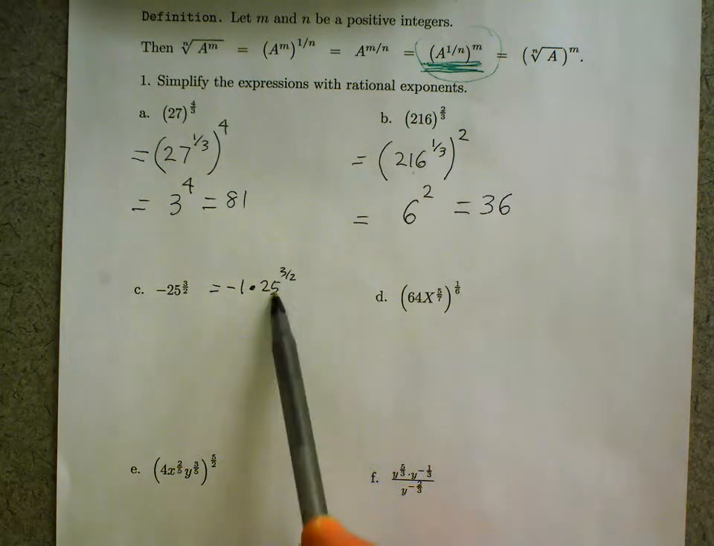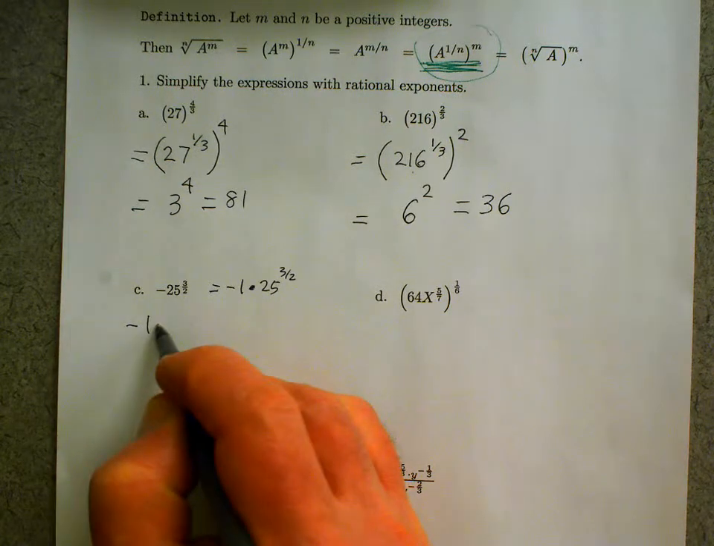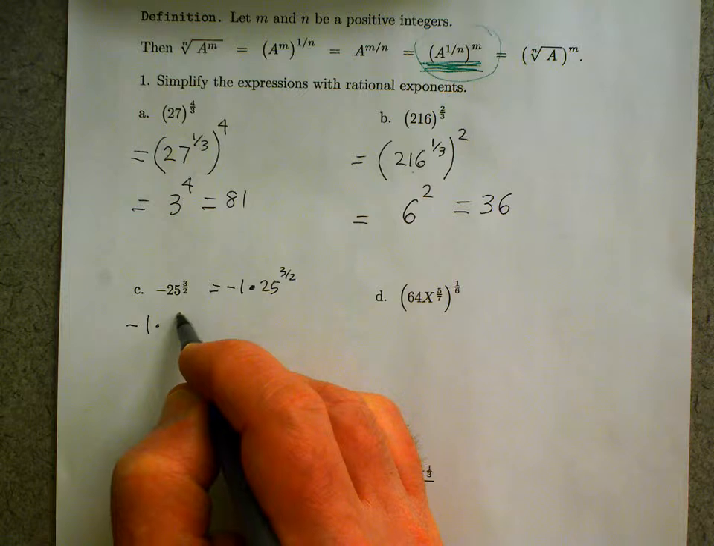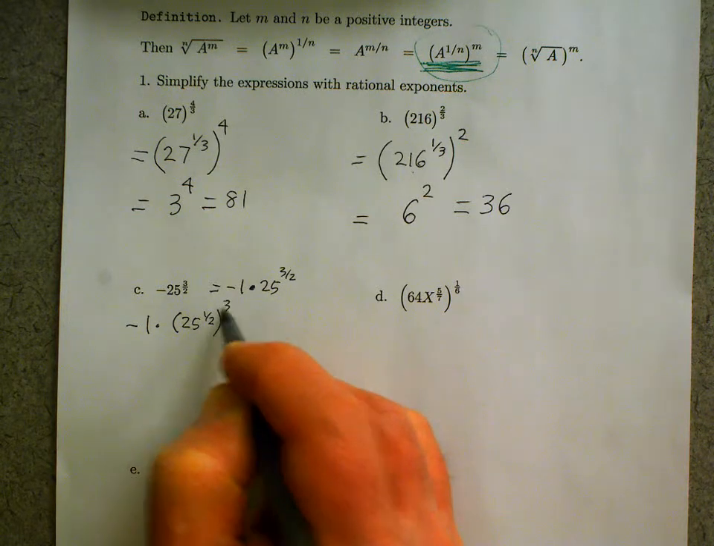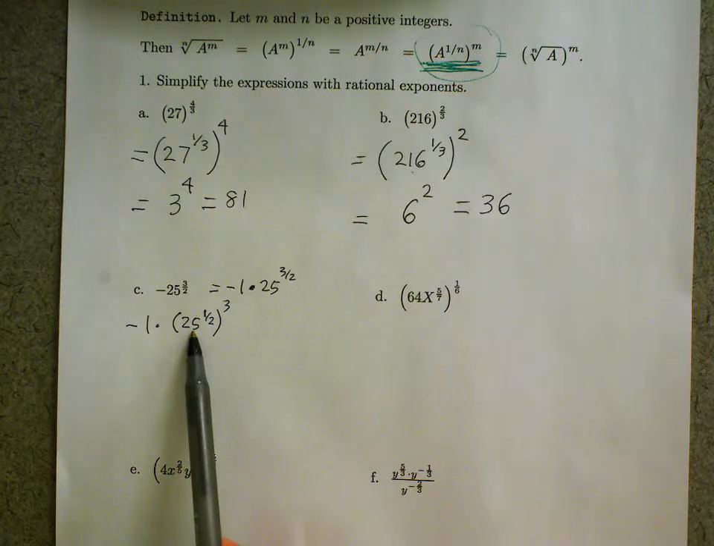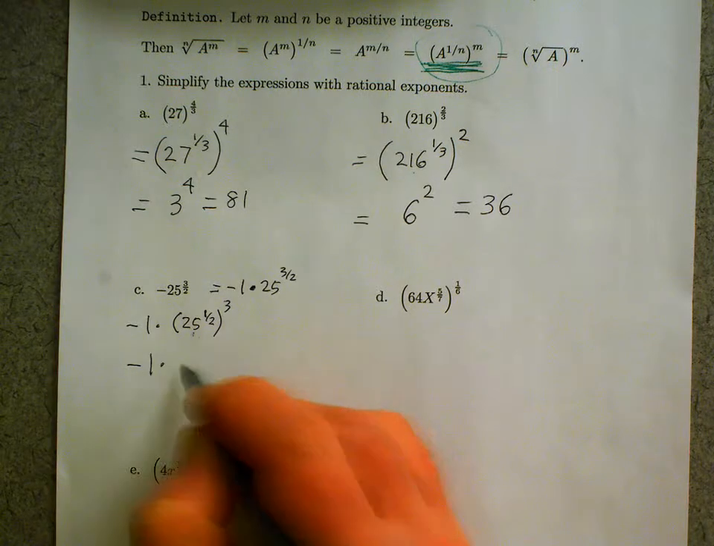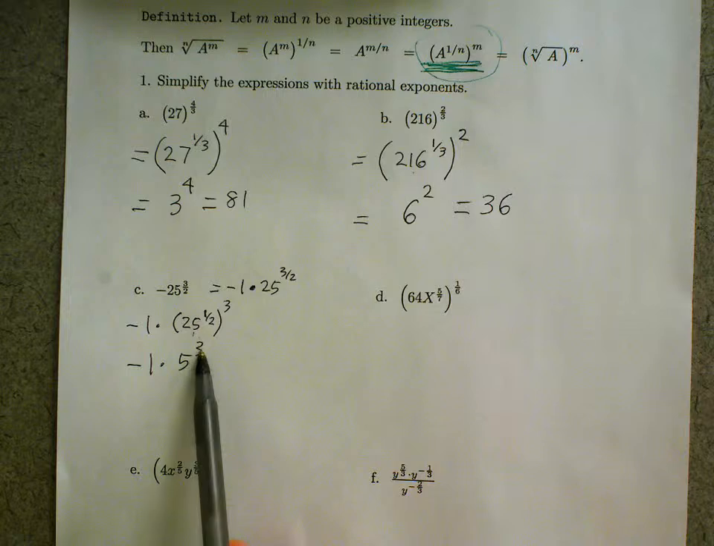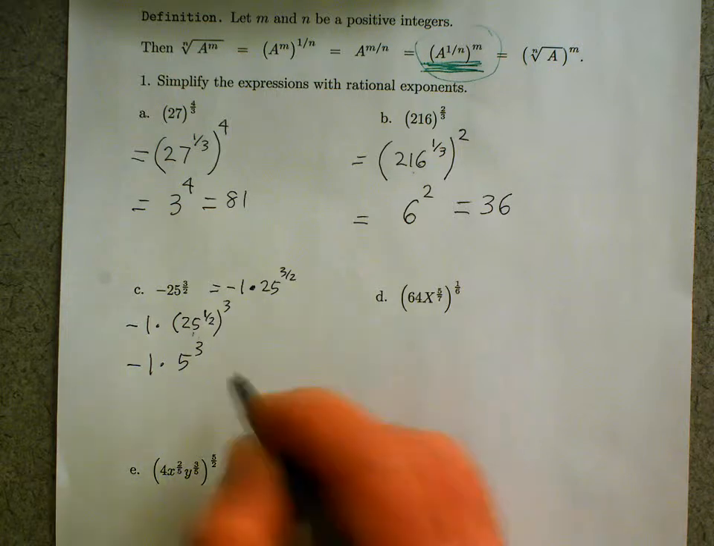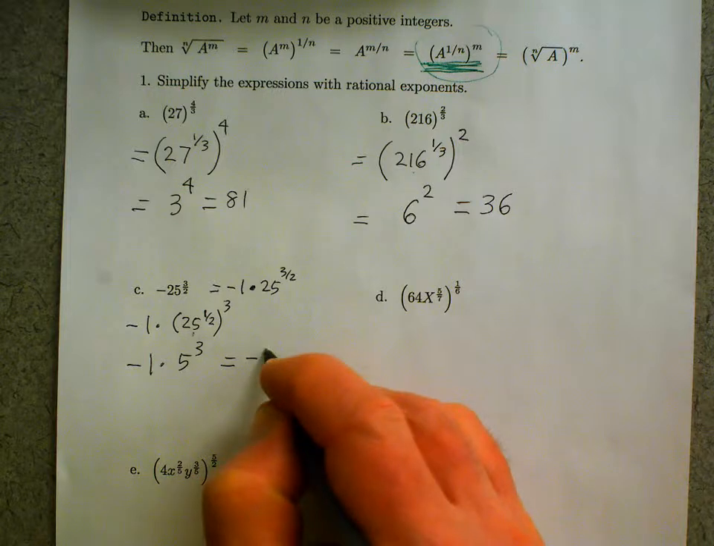Okay, but the 25 to the 3 halves, we can think of that as 25 to the 1/2 to the 3rd. 25 to the 1/2 is the square root of 25, which is 5. So this is negative 1 times 5 to the 3rd. 5 to the 3rd is 125. And then when we multiply that by negative 1, we get negative 125.